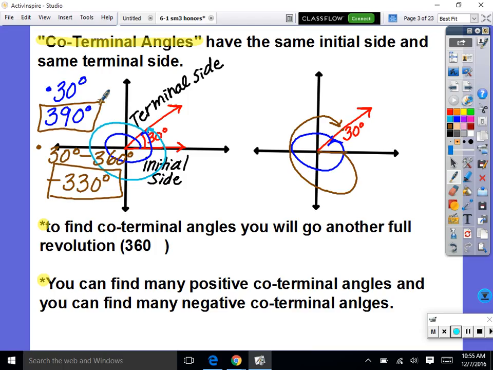So to find a coterminal angle, you will go another full revolution. One revolution is 360 degrees, just so you know vocabulary-wise. So you just take the angle and add 360, and you take the angle and subtract 360, and that's algebraically how you find coterminal angles. Questions on that?